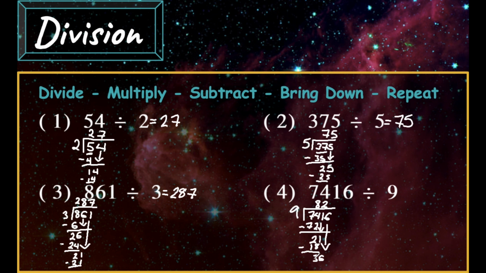How many times does 9 go into 36? 9 goes into 36 4 times. 9 times 4 is 36. And when we subtract 36 by 36, we end up getting 0. So the final answer is 824.